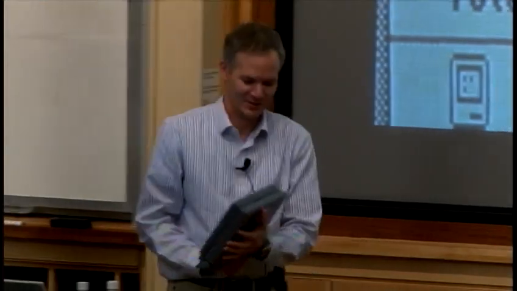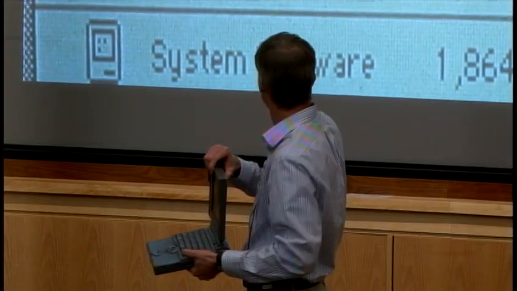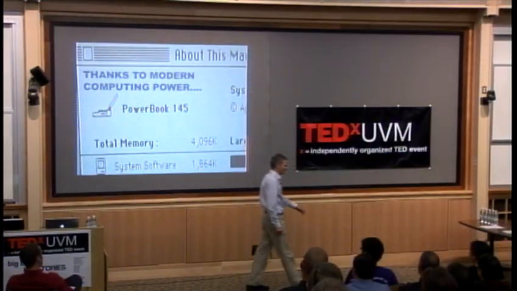And I'm going to start with a little show and tell here, which is I had to bring a prop. I couldn't resist. My old Macintosh PowerBook 145 from 1992. This was the first computer I had with a hard drive. It came with actually about 6 megabytes of memory. That was a big deal. And I was just blown away. I couldn't believe I had that much memory at my fingertips.